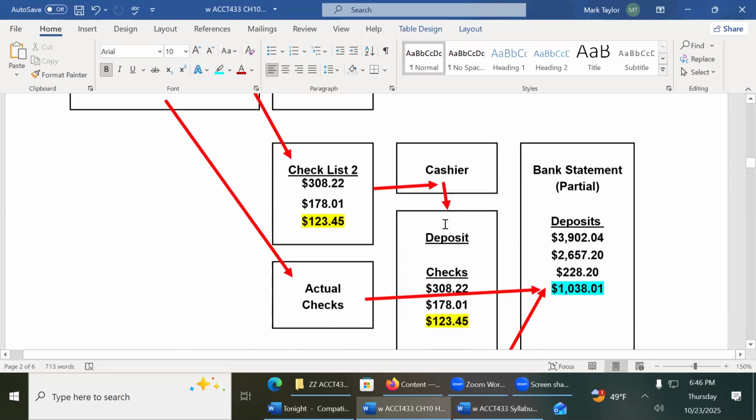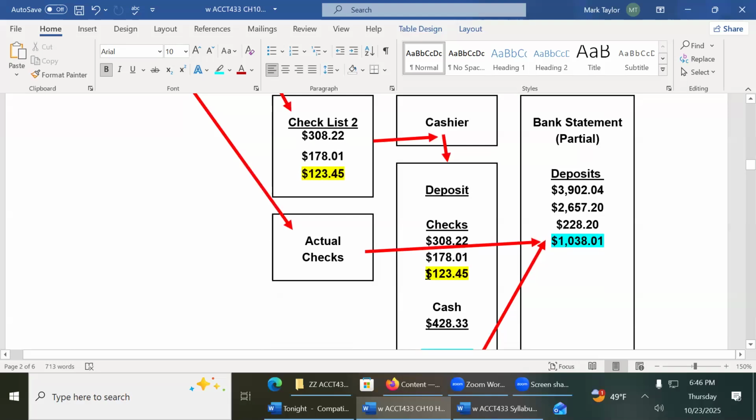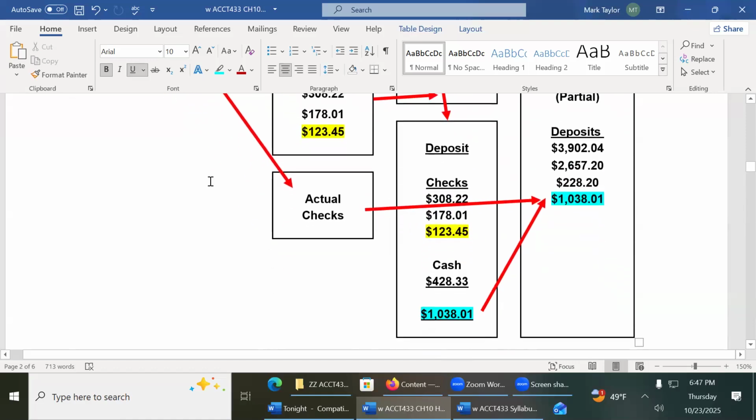If the cashier took it, it's not going to be on the deposit. Your deposit slip will not match up with the checklist. So if you check your checklist compared to the deposit, you can figure out what happened to the check. Probably the cashier took it. Yeah. It's not going to be on the deposit, but it's going to be on the checklist.